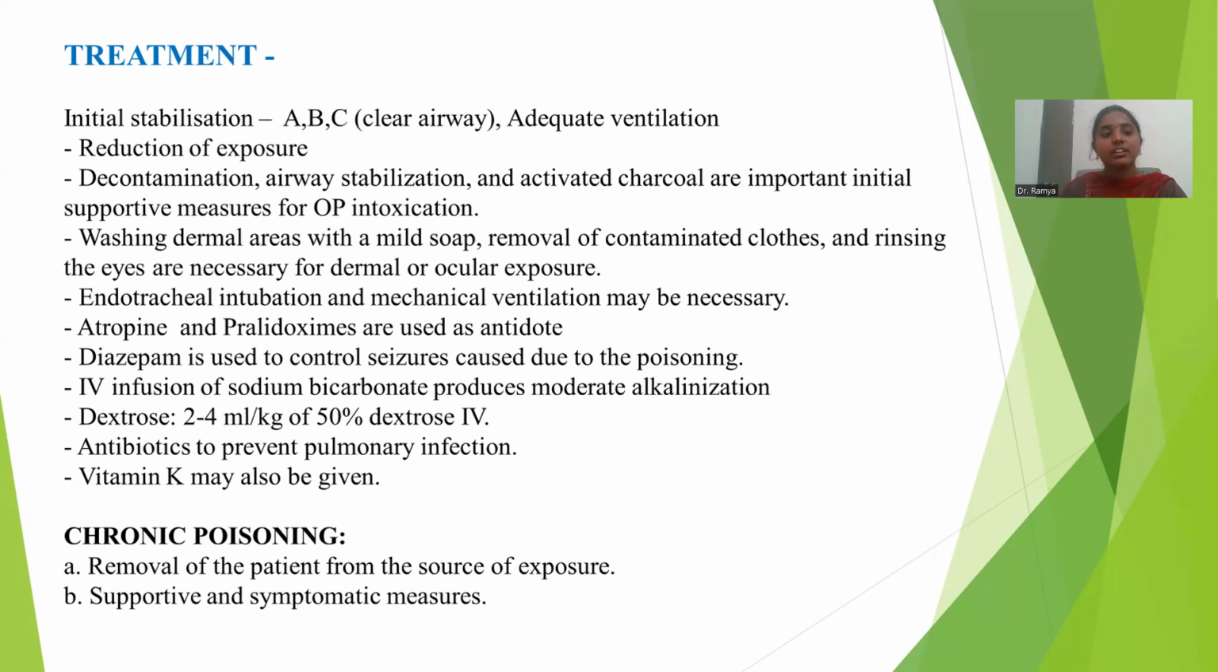In chronic poisoning, the general treatment is the same for both acute and chronic poisoning. But for chronic poisoning, symptomatic treatment and supportive measures are very important. In chronic exposure, as I already said, the exposure is for a long period of time. So removal of the patient from the source of exposure is important in chronic poisoning, and supportive and symptomatic treatment is given, and finally the antidote is given to the patient.